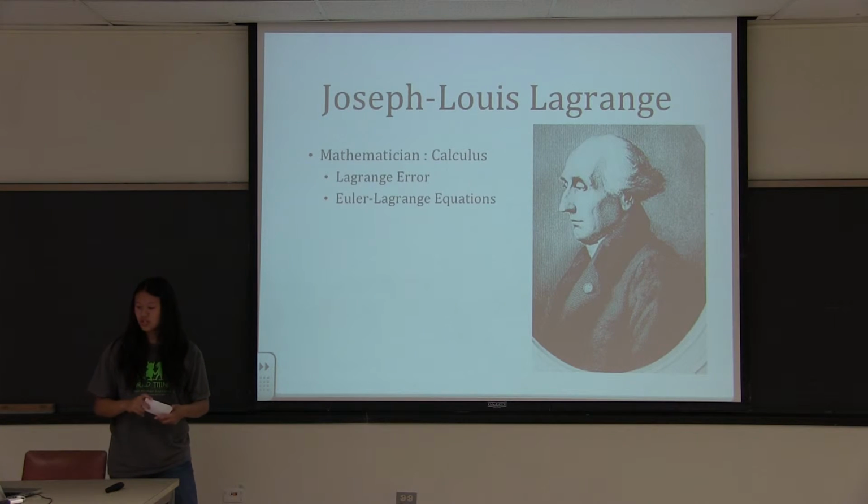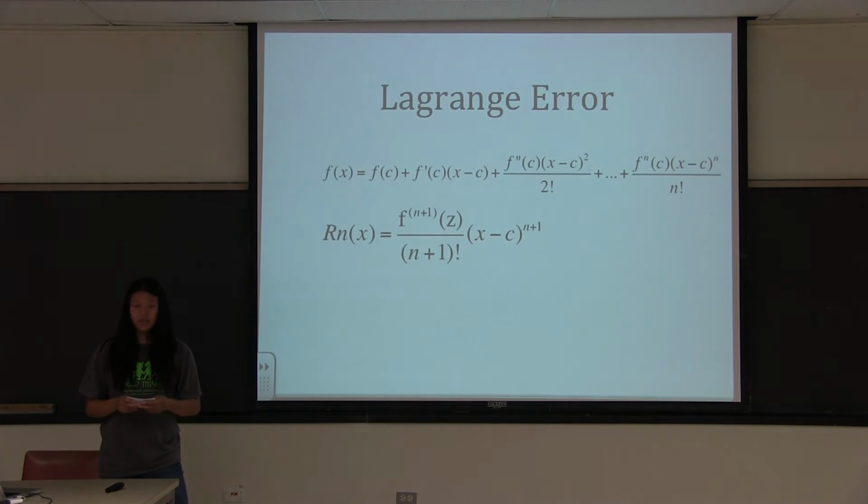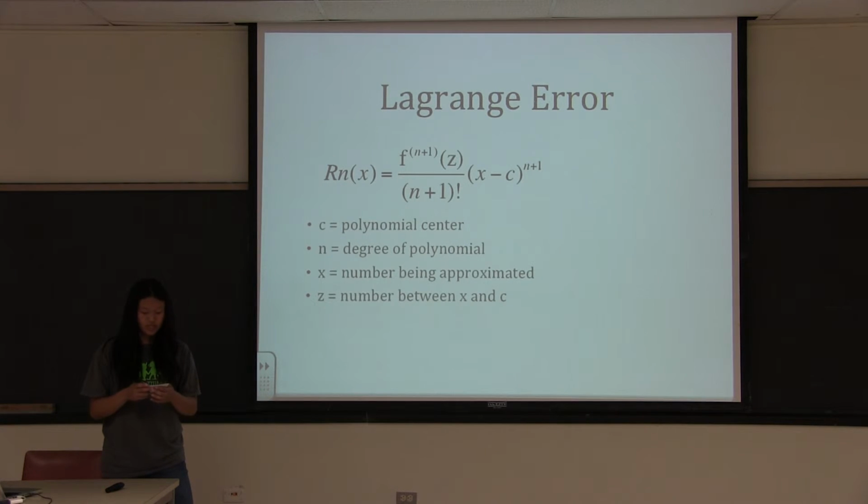He is a mathematician who focused on calculus, and he's known for his Lagrange error and the Euler-Lagrange equations. The Lagrange error finds the highest possible value of the difference between the actual function and the approximation. The first equation is the Taylor series polynomial, and the second equation is the Lagrange error equation.